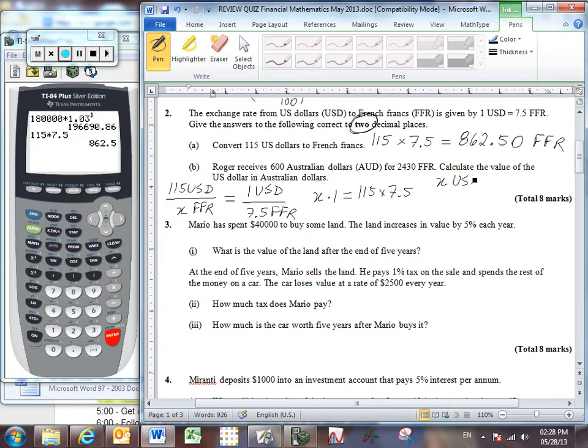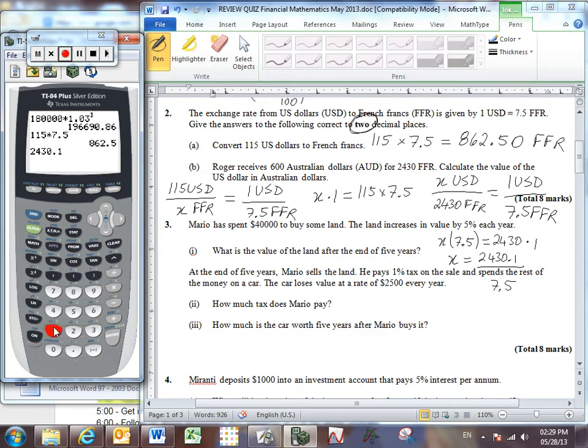So X US dollars is equal to 2,430 French francs. And so let's set up the same kind of ratio, 1 US dollar over 7.5 French francs. If I cross multiply then, I'll have X times 7.5 is equal to 2,430 times 1, which means that X is going to equal 2,430 times 1 divided by 7.5. So let's see how many US dollars we get for 2,430 francs, sorry.